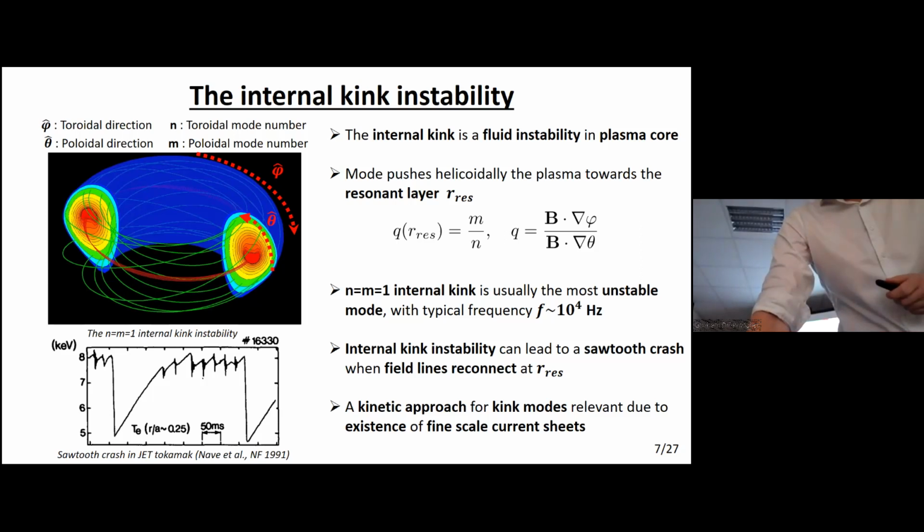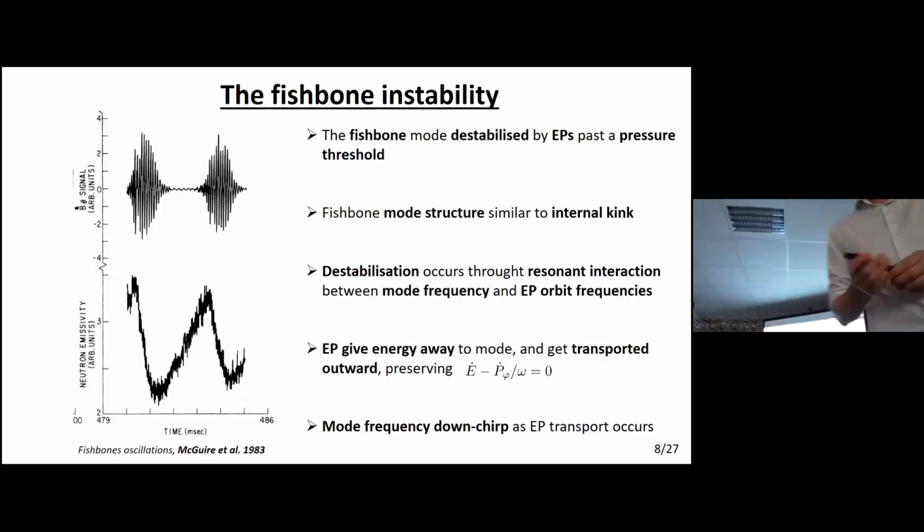And then we have the fishbone mode. The fishbone mode is an instability that is stabilized by fast particles past a threshold in pressure. This one has the same structure as a kink, and is destabilized through resonant interaction between the mode frequency and the precessional or bounce frequencies of fast particles. Experimentally, you can see it here. For example, you have the time evolution of the time derivative of the poloidal field. You have this kind of burst here that looks like a fishbone. That's why we call it that way.